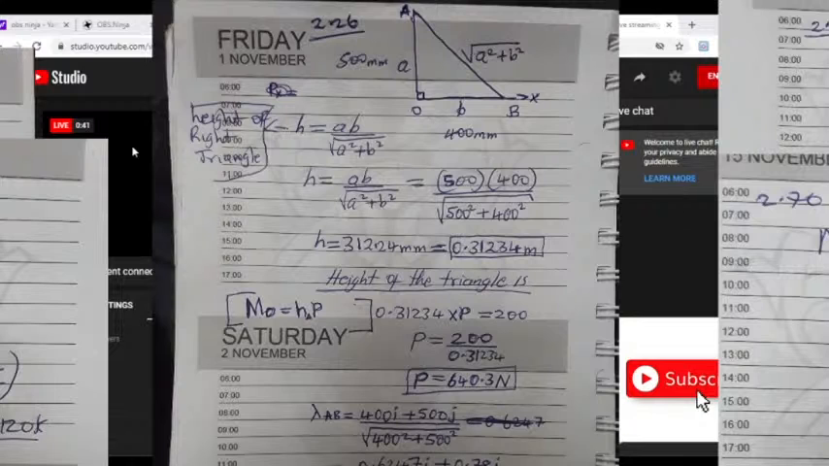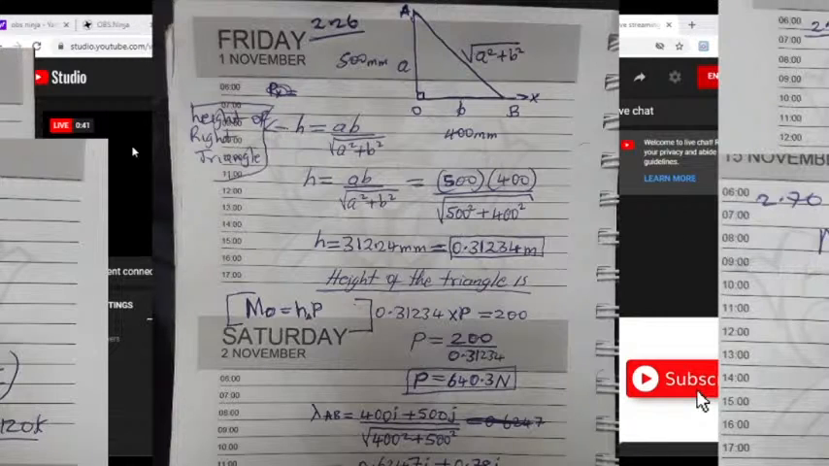These small a's that I symbolize here, using the Pythagoras theorem, you're going to get the square root of a squared plus b squared. Then this is going to be your height.